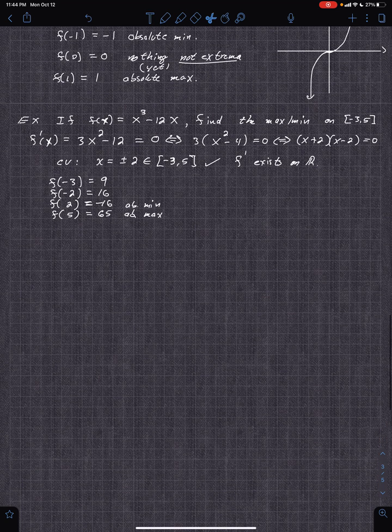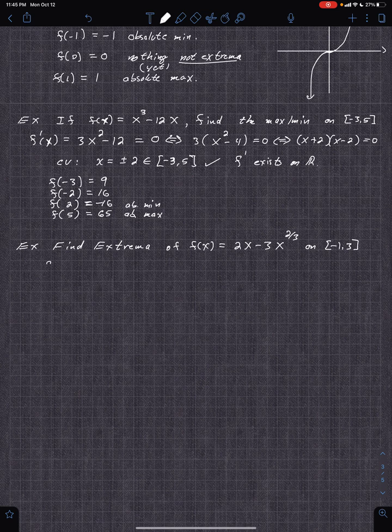Okay, last example. This one actually has a DNE. Find extrema of f of x equal to 2x minus 3x to the 2/3. Okay, what do we do here? On the closed interval from -1 to 3.